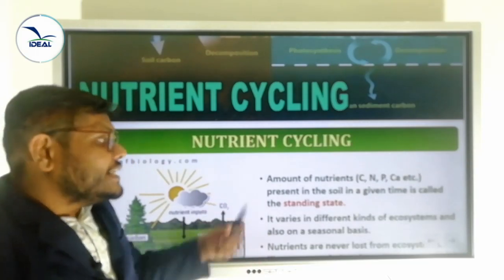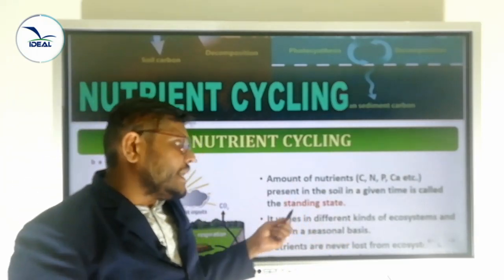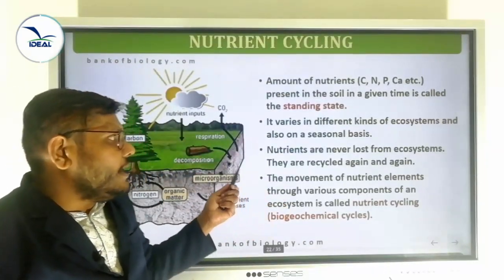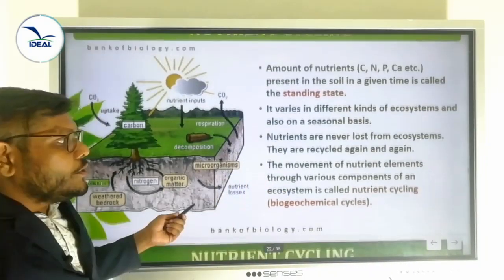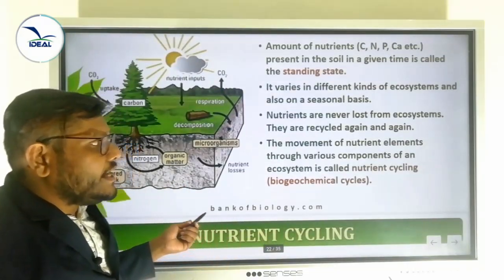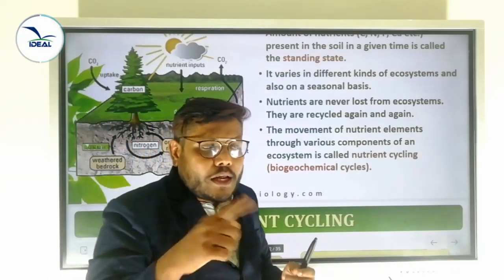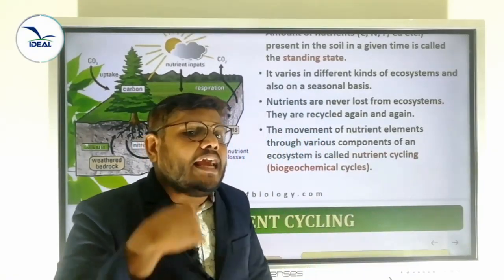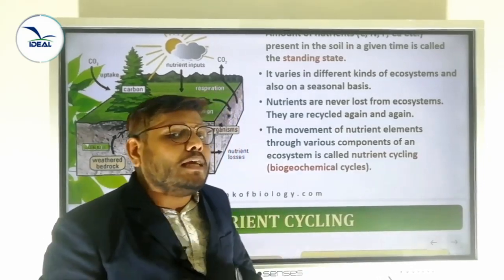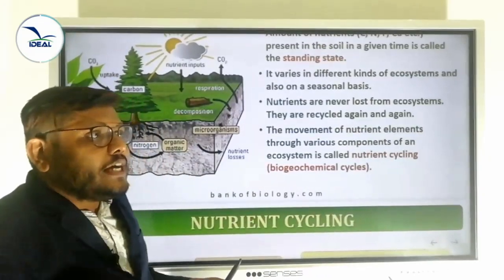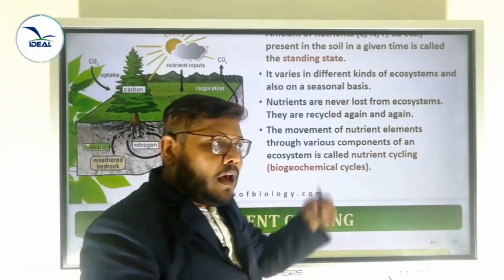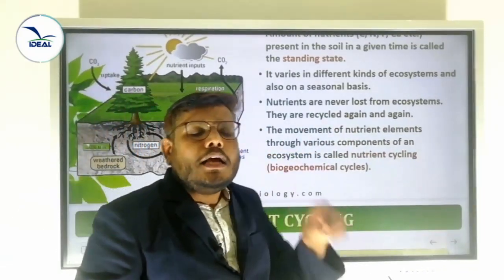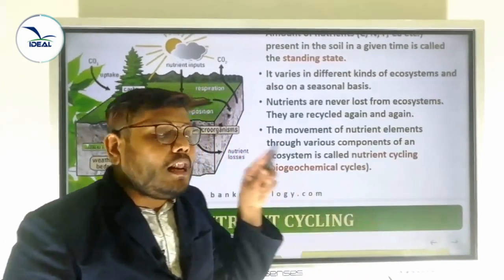What is standing state? The amount of nutrients present in the soil at a given time is called standing state. It varies in different kinds of ecosystems and also on a seasonal basis. Nutrients are never lost from the ecosystem, they are recycled again and again. Before, I already mentioned that nutrients in an ecosystem are always cyclic and energy flow in an ecosystem is always unidirectional. So nutrients flow from abiotic to biotic and back to abiotic in a more or less cyclic manner. That is called biogeochemical cycle.